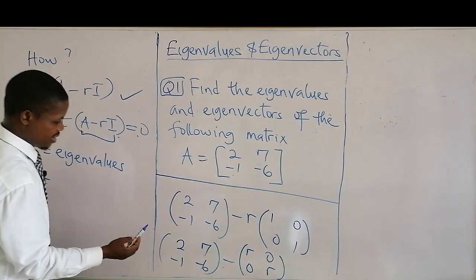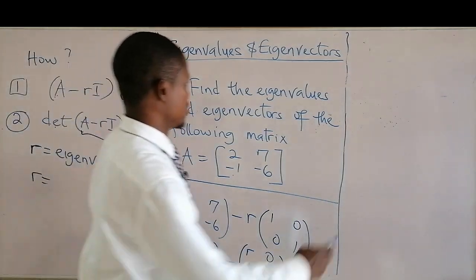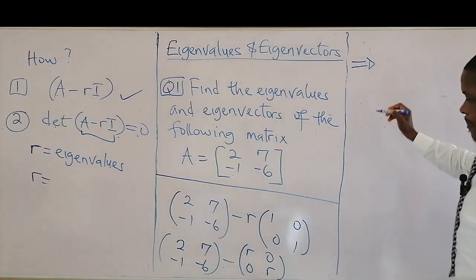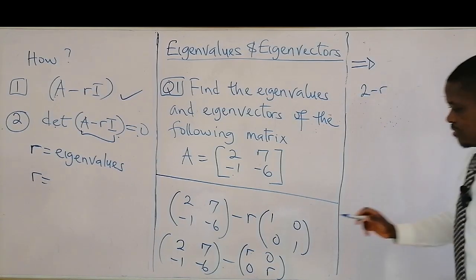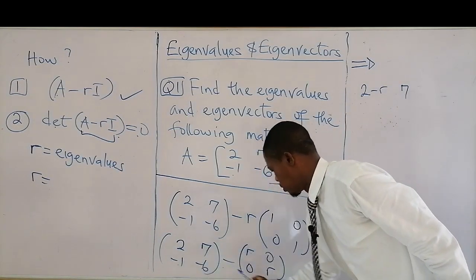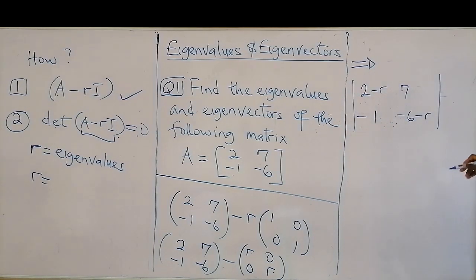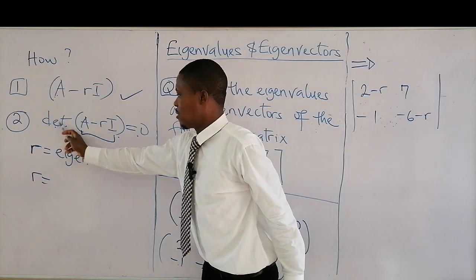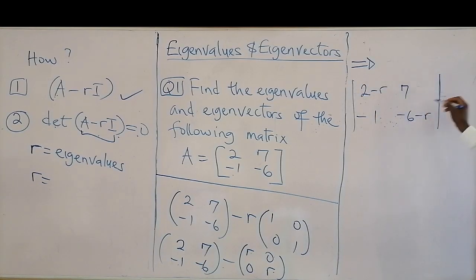Then you begin to subtract this matrix and this matrix, which implies 2 minus r, then 7 minus 0, that's 7, then minus 1 minus 0, that's minus 1, then minus 6 minus r. Then the determinant, don't forget the formula. The determinant of this expression is equal to 0.